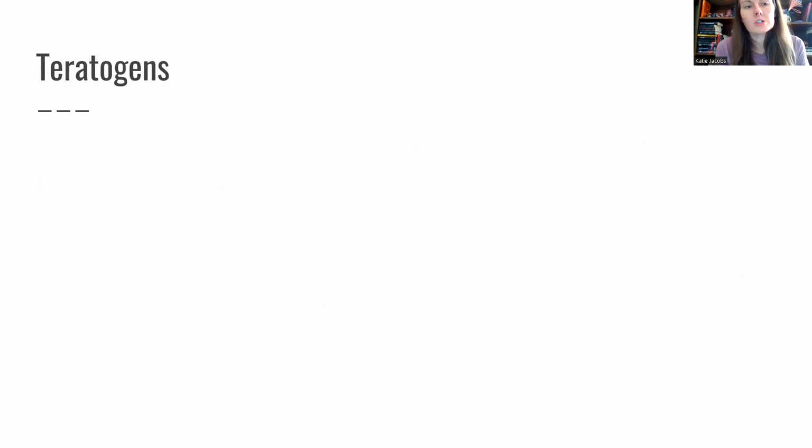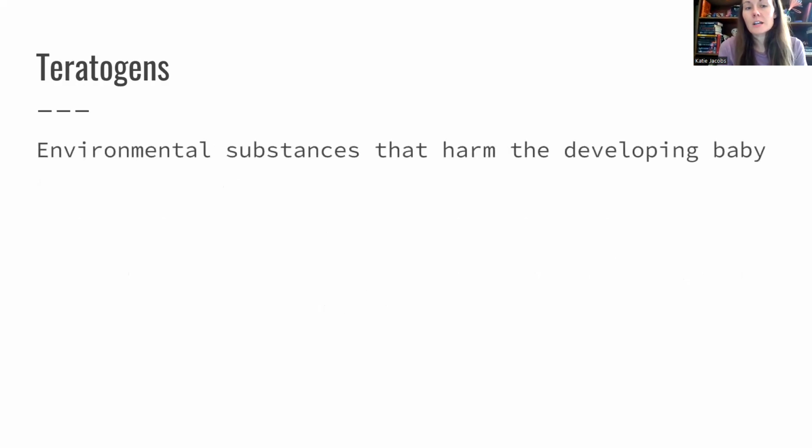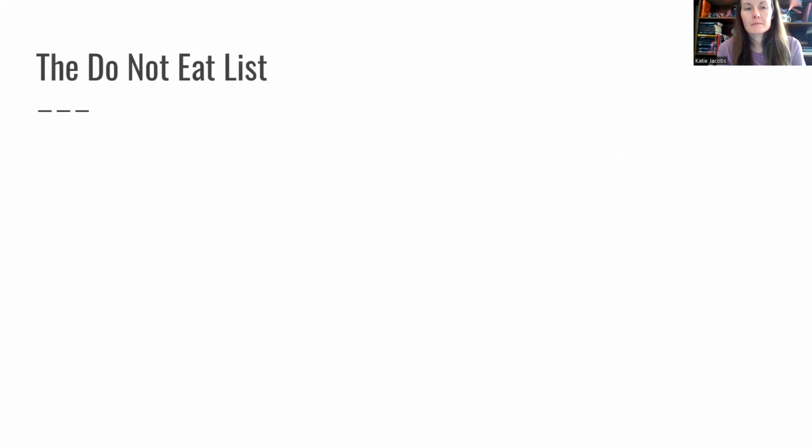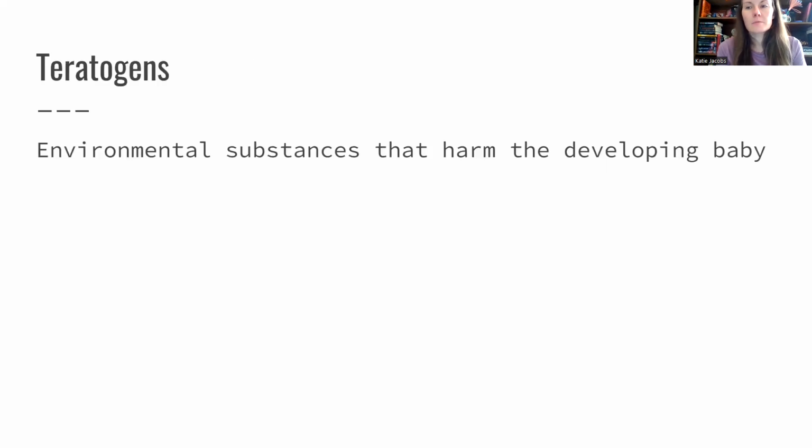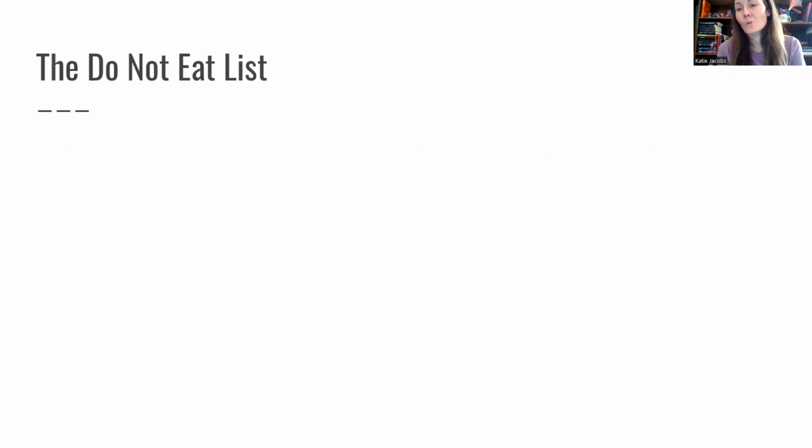So let's talk about teratogens a little bit. These are environmental substances that harm the developing baby. And so the materials spoke about a few things, like alcohol and cigarettes and pesticides and all these different things. But there's a whole list of things that people who are pregnant are not supposed to eat. So let's call it the do not eat list.